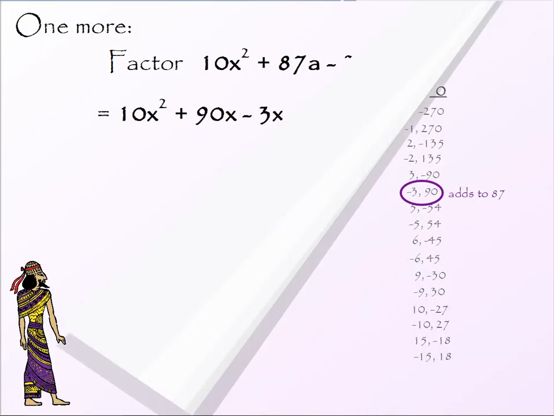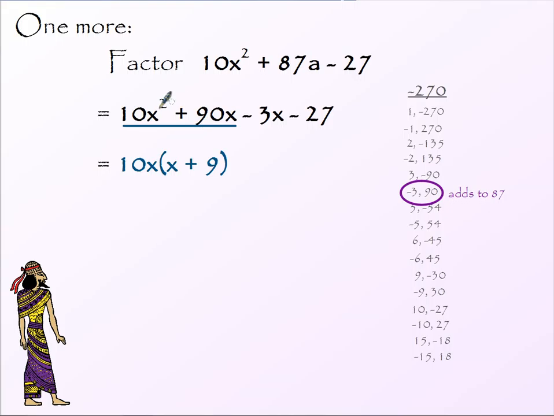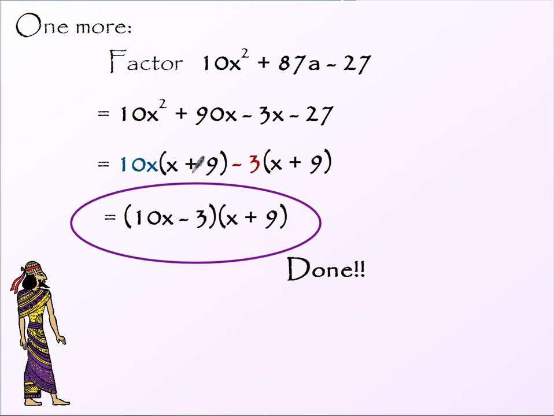When I split up my middle term, I'm going to match the 90 with the 10 so that I can factor out a 10x. And I'm going to match the negative 3x with the negative 27 so I can factor out a negative 3. When I look at my factored terms, they both share an x plus 9. So when I take an x plus 9 out of both factors, I'm left with a 10x minus 3. And we're done. It's completely factored.